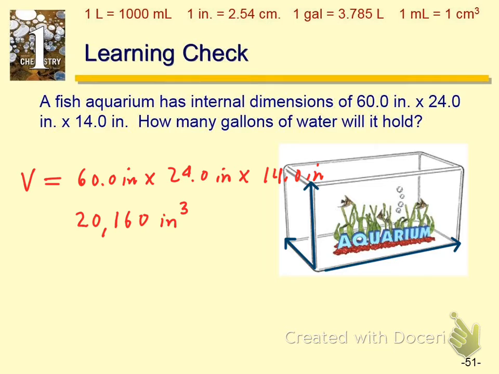Why don't we see if we can take it the rest of the way home? How many gallons of water? How many gallons will it hold? So we're going to start with 20,160 inches cubed. Get together with your partner. Let's do it together.